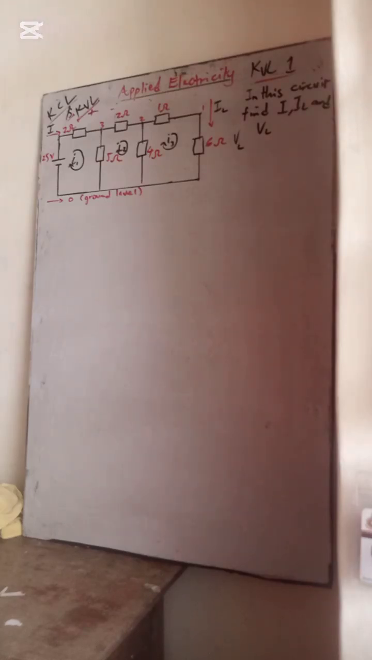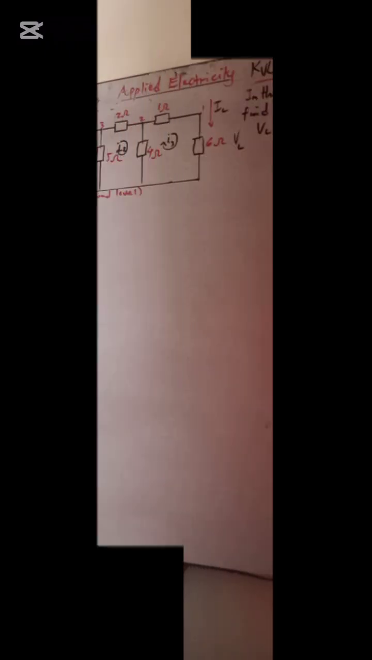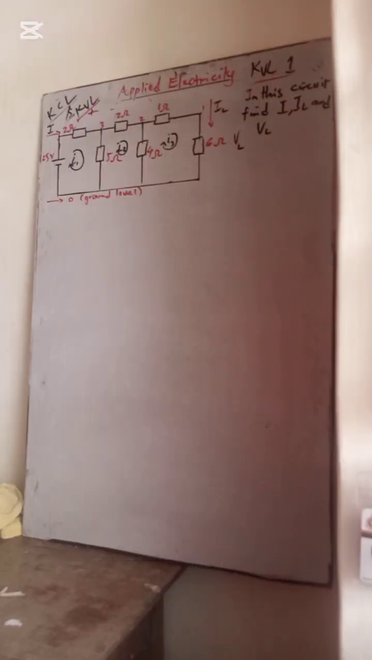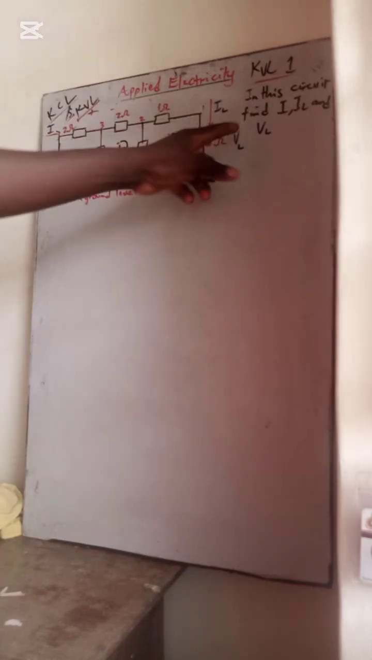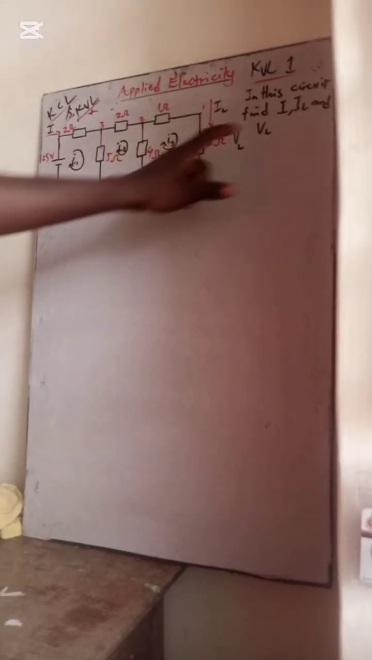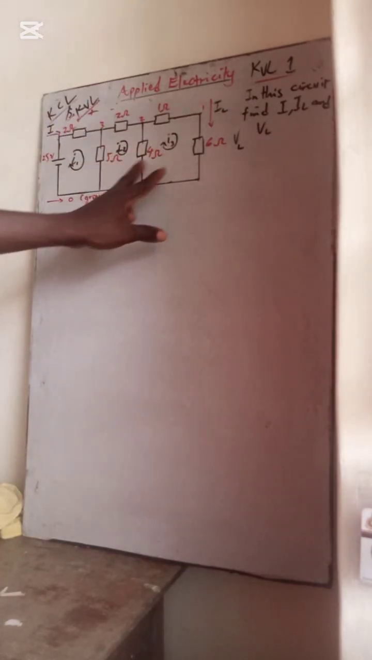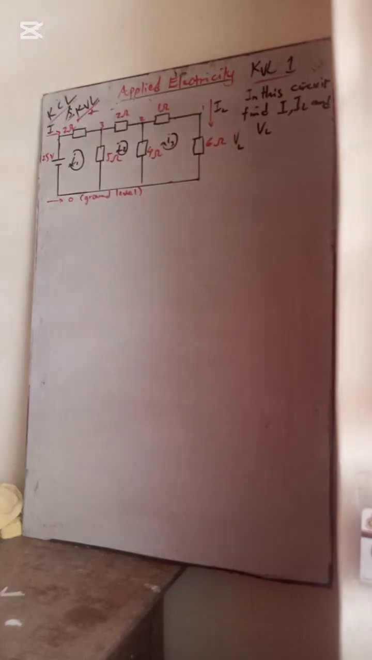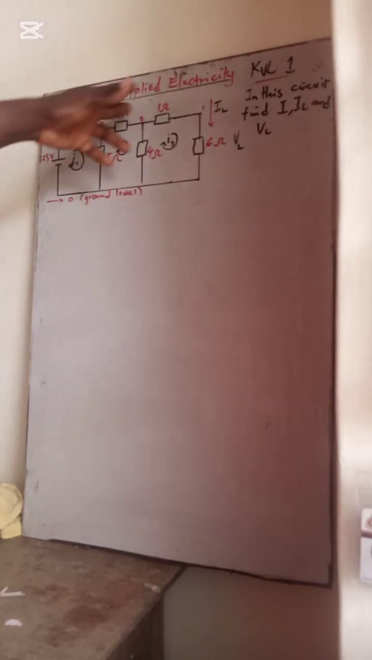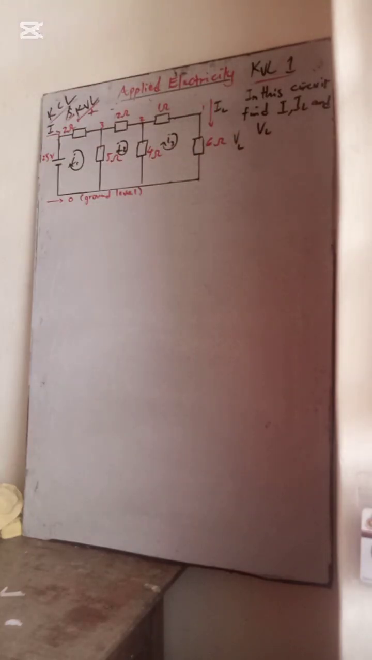So we are now on KVL, Kirchhoff's voltage law, and we are going to be solving this circuit. It says in this circuit you should find IL and VM. There's a current flowing through here, and there's a voltage here. So how do we do that?